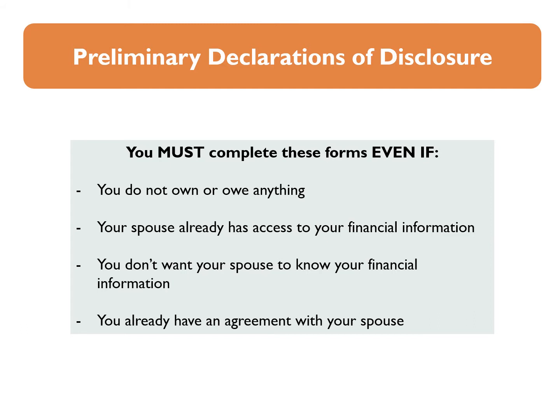Similarly, even if you do not want your spouse to know your financial information, or you have not spoken in years, you still must complete these forms. Even if you already have an agreement with your spouse regarding division of your property, these forms are still required. The logic behind requiring these forms is that by sharing information about everything you own and owe early in the process, the parties are more likely to be able to come to an agreement or be prepared for trial.